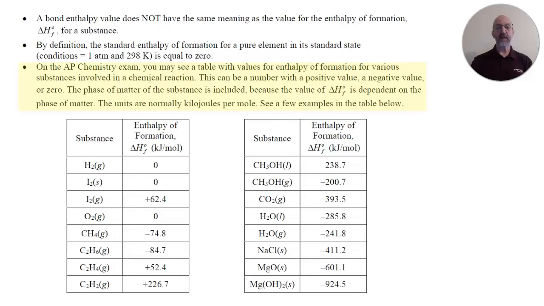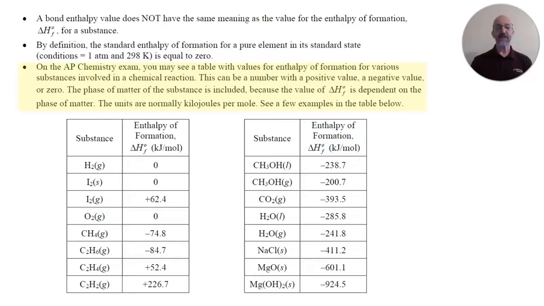And on the AP Chemistry exam, you may see a table with values for enthalpy of formation for various substances involved in a chemical reaction. Now, this can be a number with a positive value, a negative value, or 0, depending on the substance. And the phase of matter of the substance is included because the value for the enthalpy of formation is dependent on the phase of matter. And the units are normally kilojoules per mole.